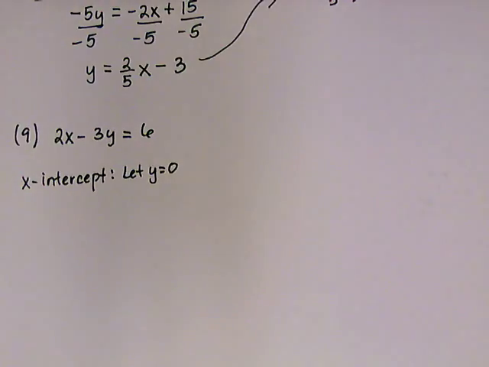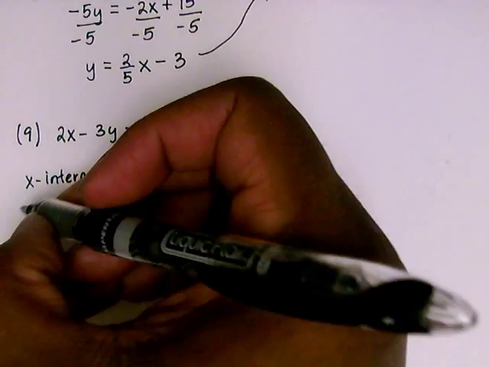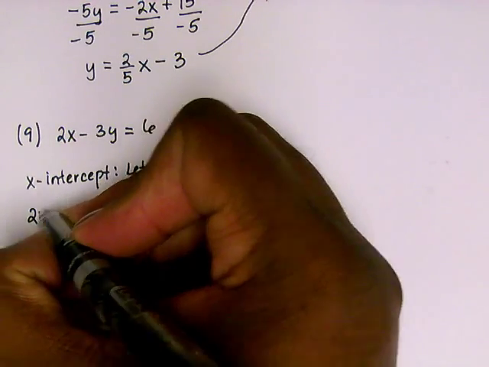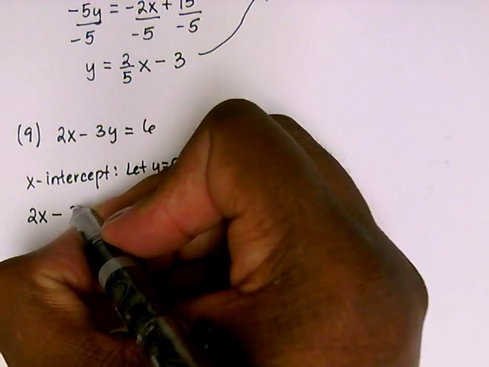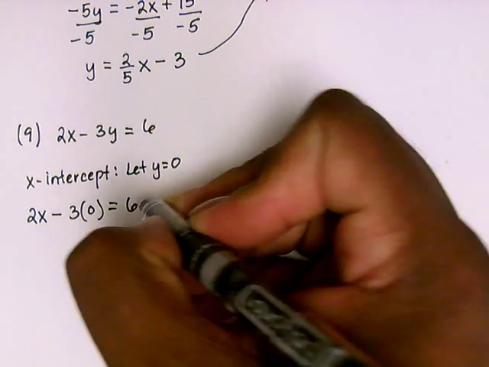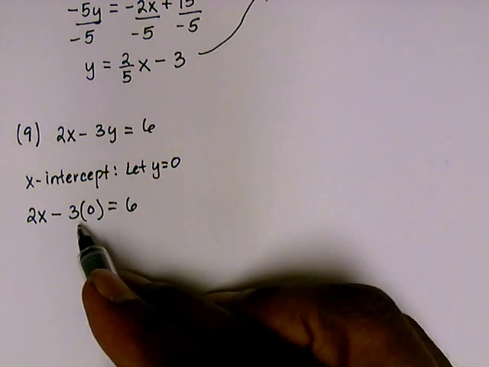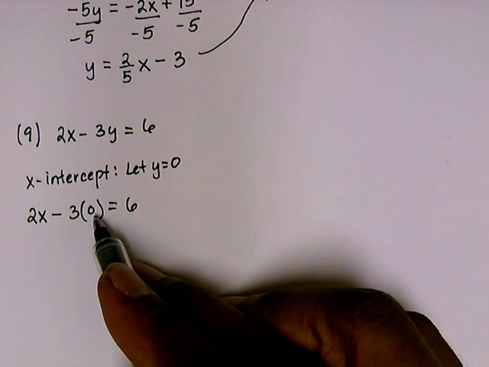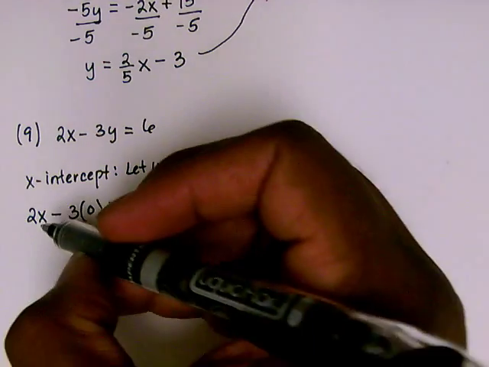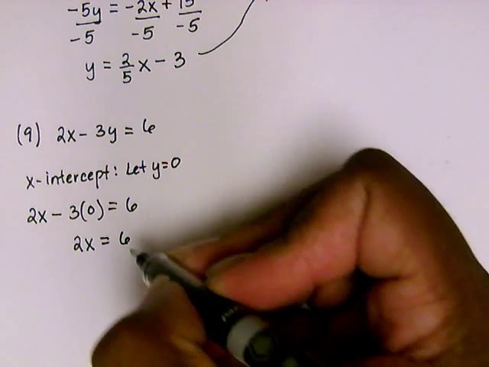For the x-intercept, you always let y equal 0 and find out what x is going to be. So here, we got 2x minus 3 times the y is going to be 0 minus 6. So here I'm substituting 0 in for y. Here, 3 times 0 is going to give me 0, so I'll be left with only 2x. So it'll be 2x equal to 6.